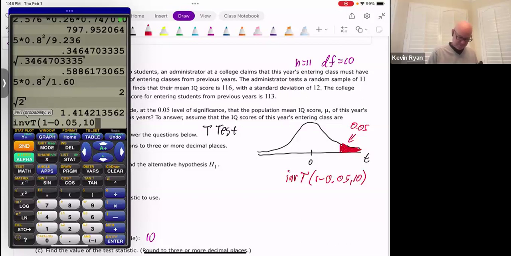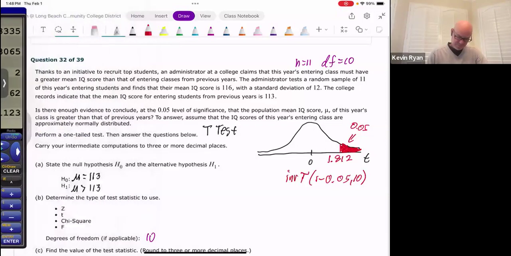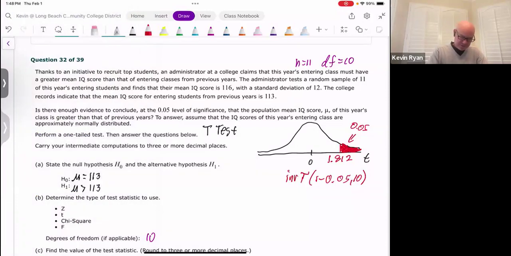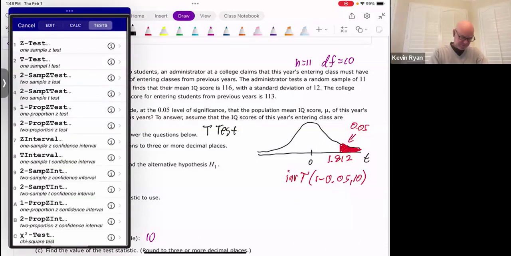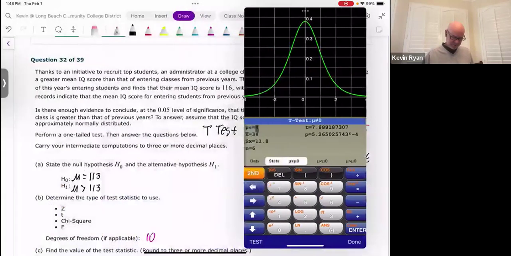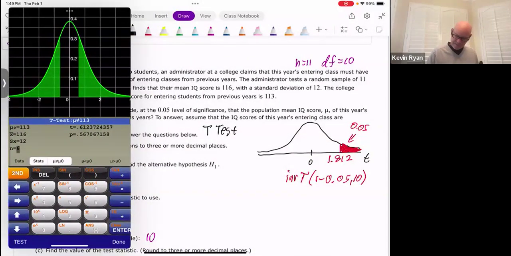And then the 10. So 1.812. All right, let's use our t-test. Mu in this case is 113, X bar 116. Standard deviation is 12. N is 11. And this is a larger than.